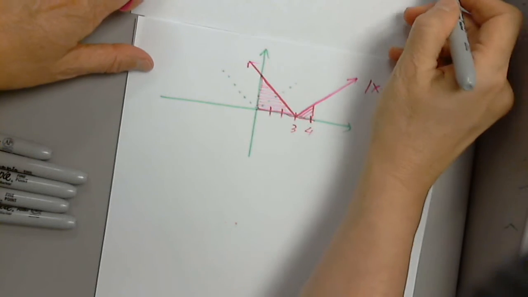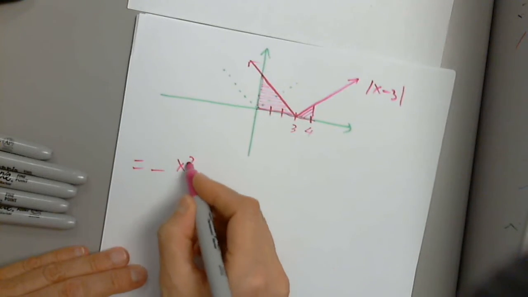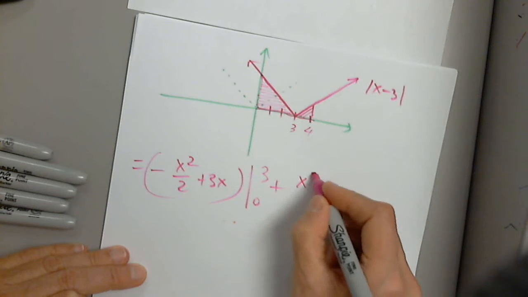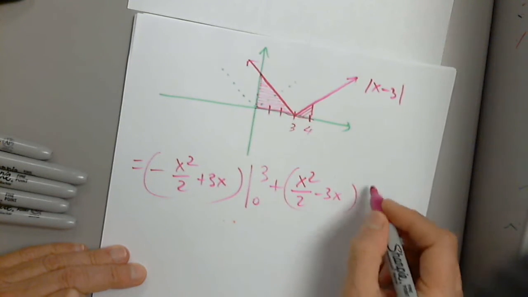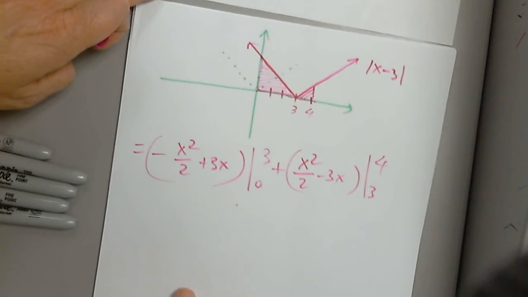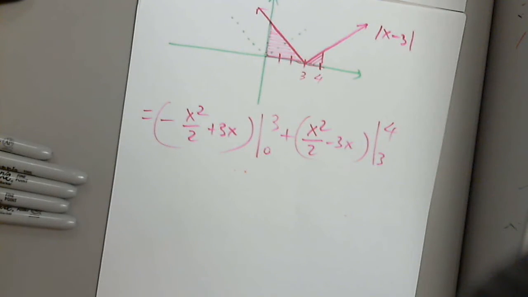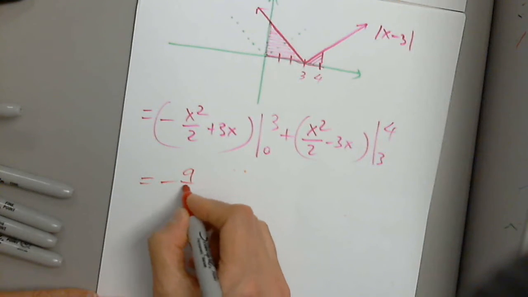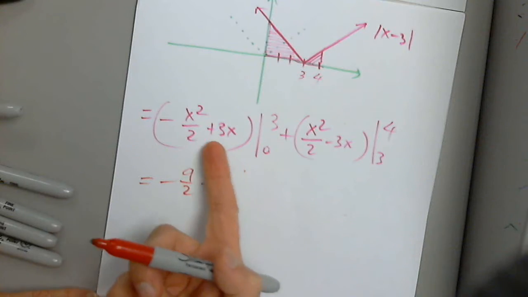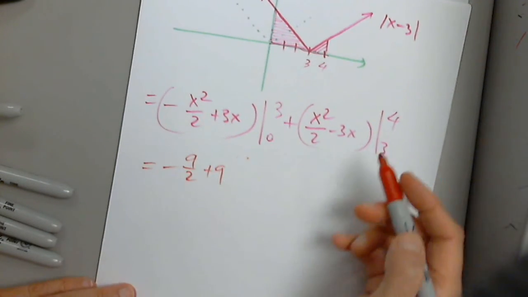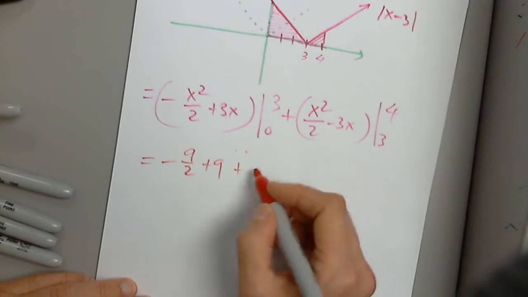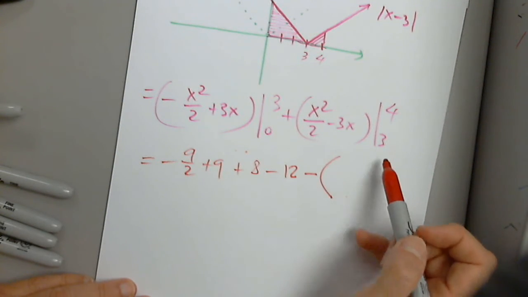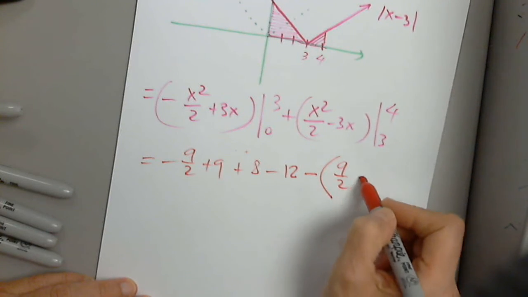So now, in order to finalize this, we will have negative x squared over 2 plus 3x from 0 to 3, and plus x squared over 2 minus 3x from 3 to 4. Is this better? Yeah. So then I will plug in 3. So negative 9 halves plus 9. There is no need to plug in 0 because everything will be 0 when I plug in 0. So now plus 16 over 2, which is 8, and minus 12, minus, careful, put parentheses so you don't forget to distribute, 9 halves minus 9.